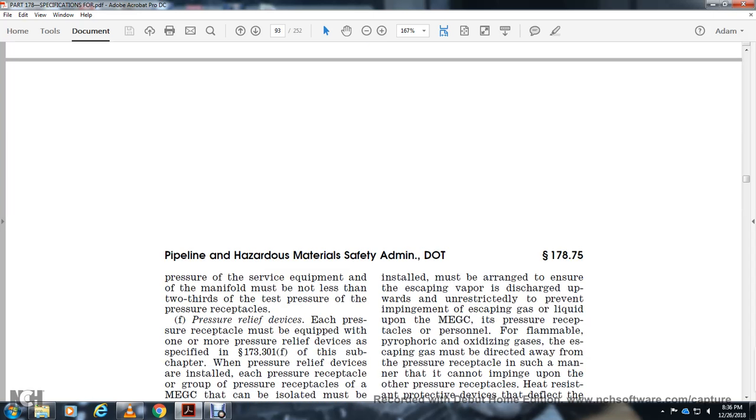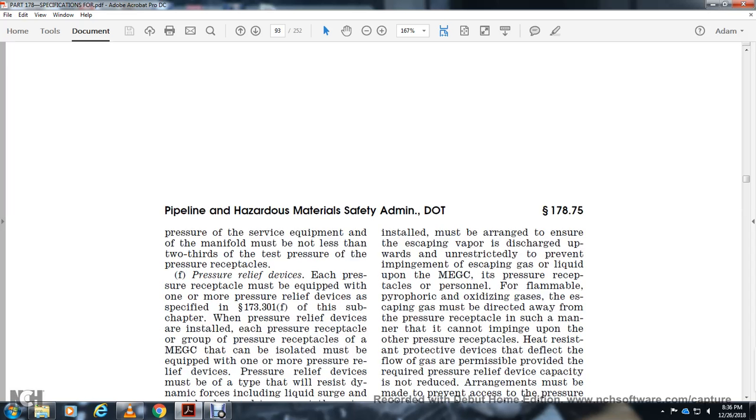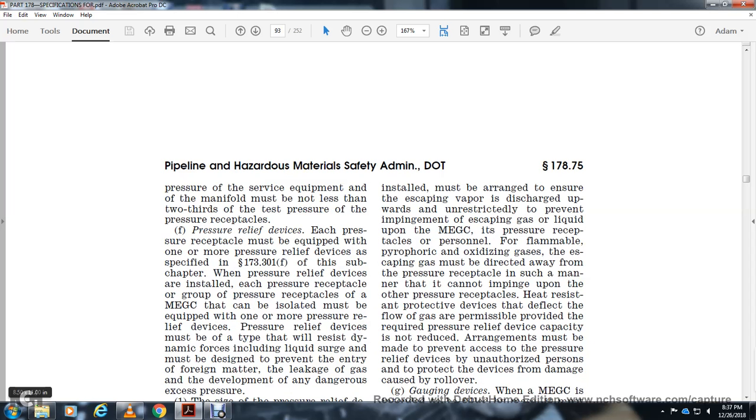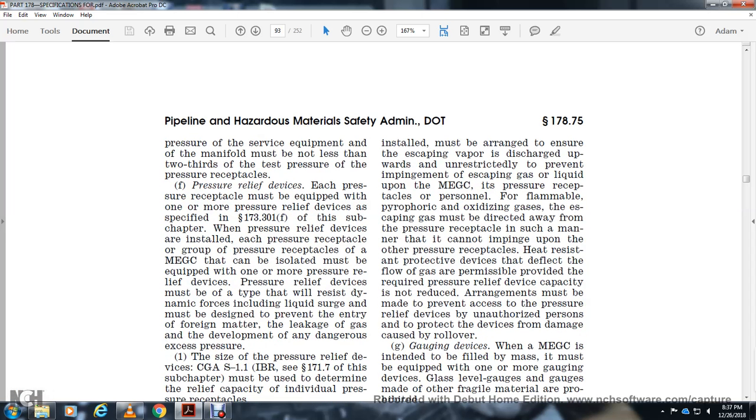Pressure relief device. Each pressure receptacle must be equipped with one or more pressure relief devices as specified in 173.301. After the pressure relief device is installed, each group of pressure receptacles of the MEGC that can be isolated must be equipped with one or more pressure relief devices. The pressure relief device must be of a type that will resist dynamic force, including liquid surge, and must be designed to prevent entry of foreign material, leakage of gas, and development of any dangerous excessive pressure.